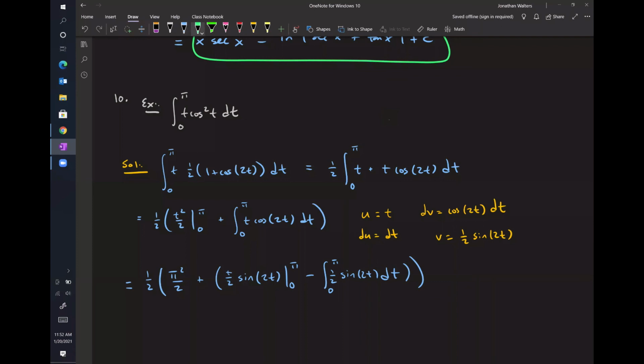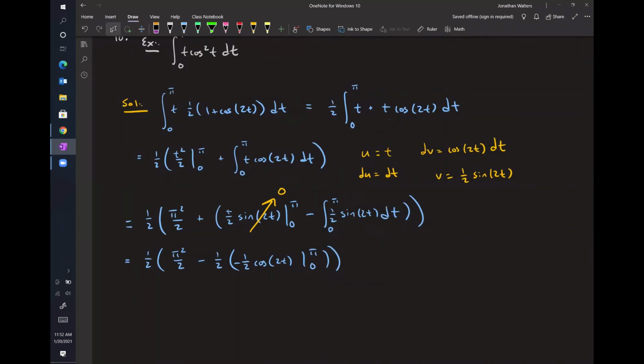This middle term here, sine of 2t, if you evaluate that at pi, that's sine of 2 pi, that's 0. Sine of 0 is 0. So this middle term goes to 0 for both pi and 0 plugged in. So that middle term goes away, which is nice. So this is going to be 1/2 times pi squared over 2 minus 1/2 times negative 1/2 cosine 2t from 0 to pi. Because the antiderivative of sine 2t would be negative 1/2 cosine 2t.